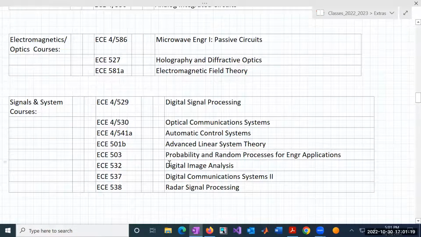Probability and random processes, that's very important for moving forward in your graduate education and even in your future career as an electrical and computer engineer, knowing and understanding random processes and how that influences or is impacting your particular systems.